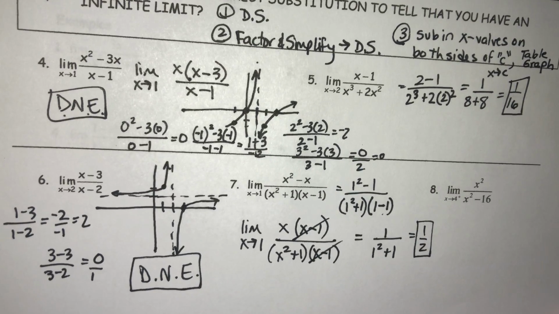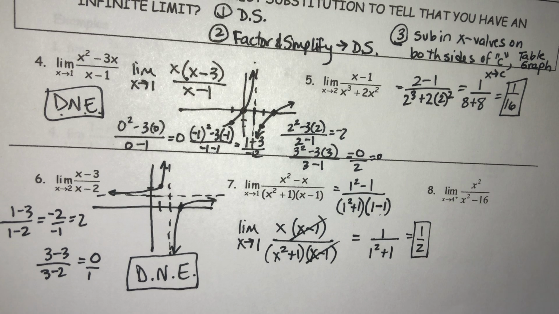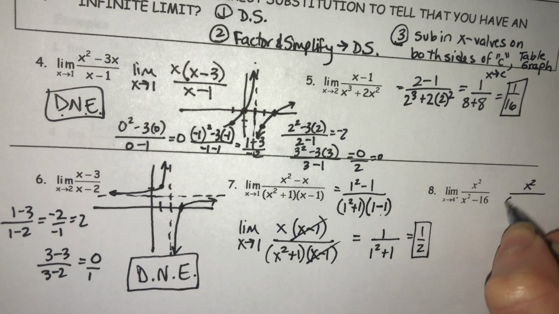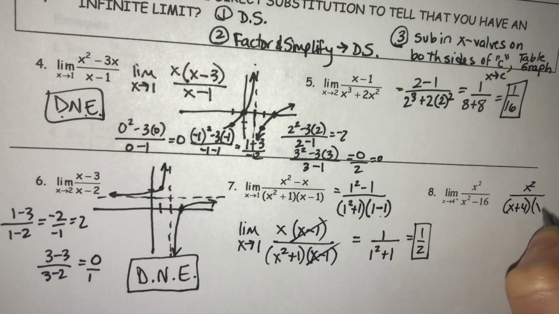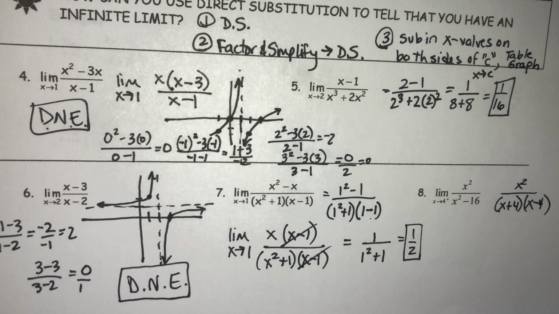All right, number 8. The limit as x is approaching 4 from the right side. That's kind of funky. Can I do direct substitution? 4 squared minus 16? No, that's division by 0. Okay, what about factor and simplify? That denominator is definitely factorable because it's a difference of squares. X plus 4, x minus 4. Did we cancel out that problem factor? No, it doesn't cancel. Okay, that means we're back to this make a graph, make a table thing.